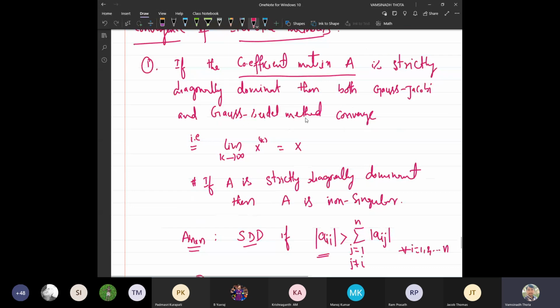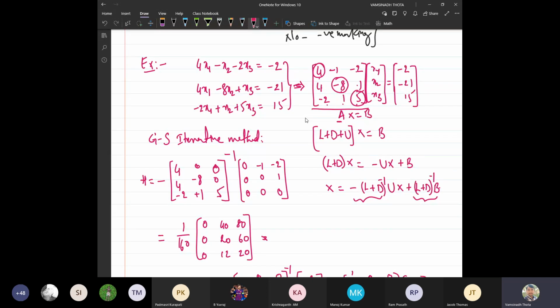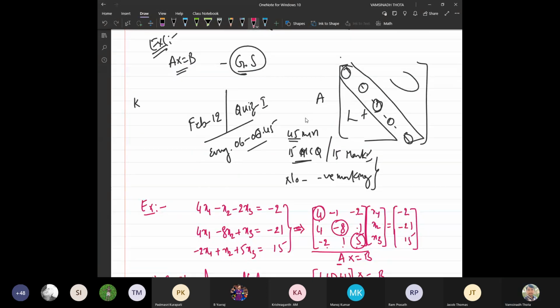you take the same example here. Here we have already seen the coefficient matrix is strictly diagonally dominant, and hence we know that the sequence of approximate solutions converges to the exact solution. Okay, that is fine. So now, may I know what happened to the system if I write something?